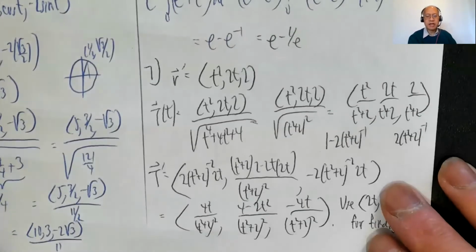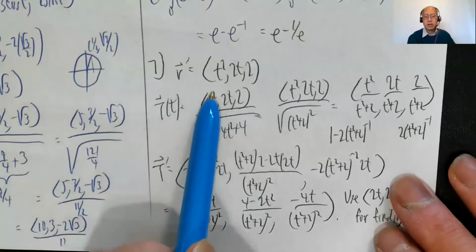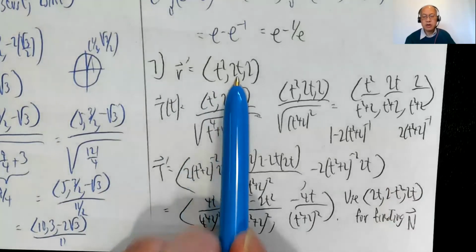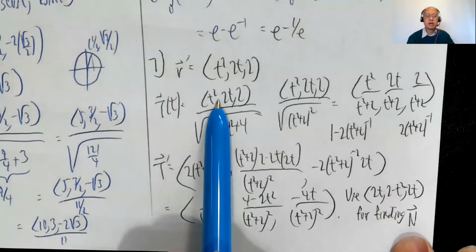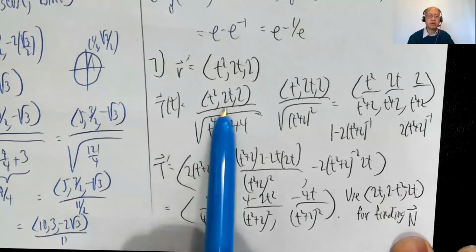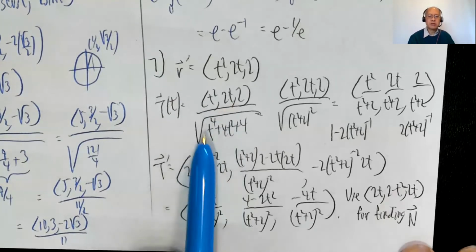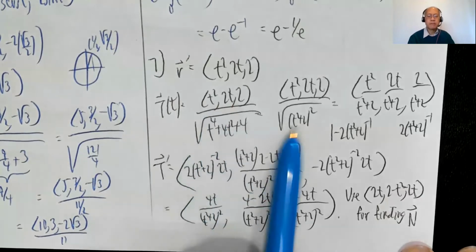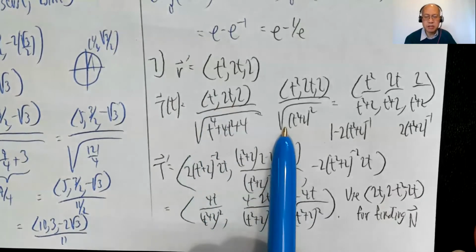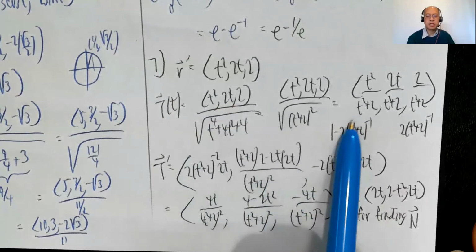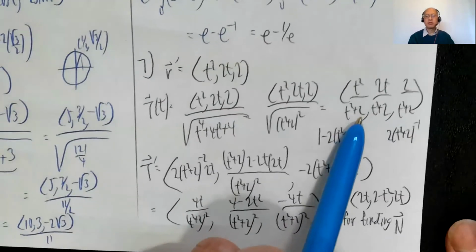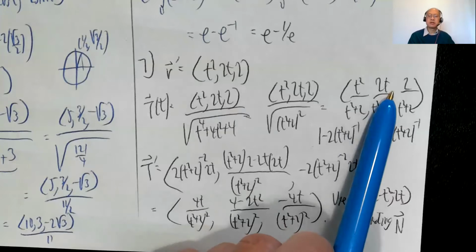Number 7, a little bit tricky, the algebra. So r prime is t squared, 2t, 2. The unit tangent vector is to take t squared, 2t, 2 and divide it by the square root of t squared squared plus 2t squared plus 2 squared. This very conveniently is t squared plus 2, squared, whose square root is just t squared plus 2. So t squared over t squared plus 2, 2t over t squared plus 2, 2 over t squared plus 2.